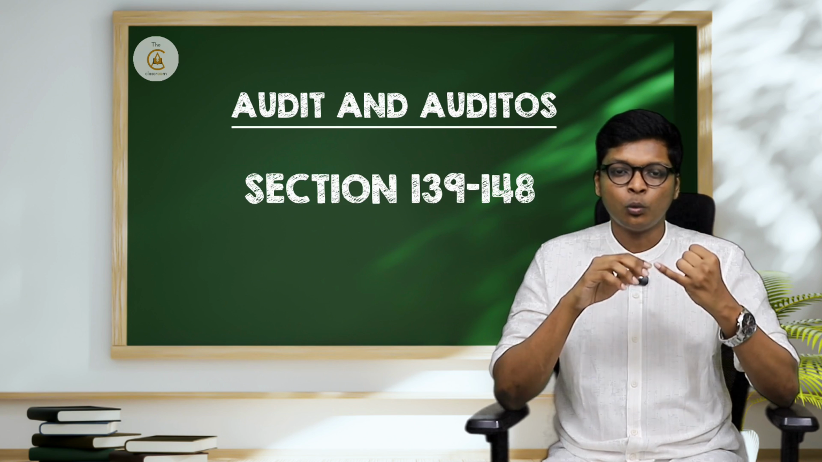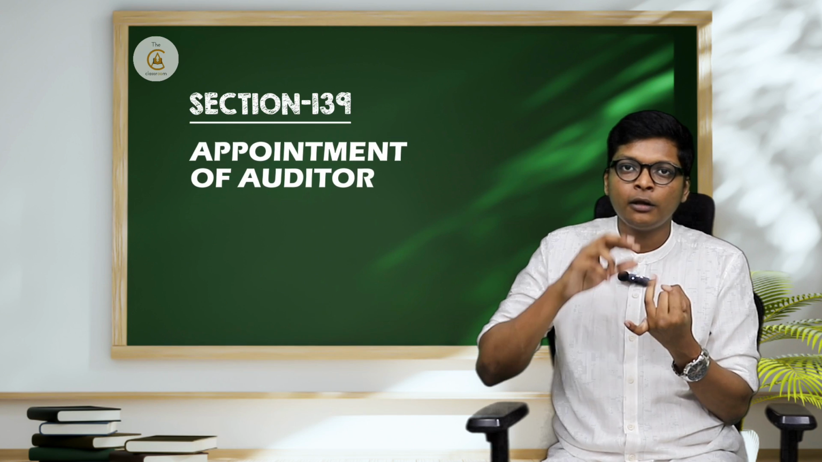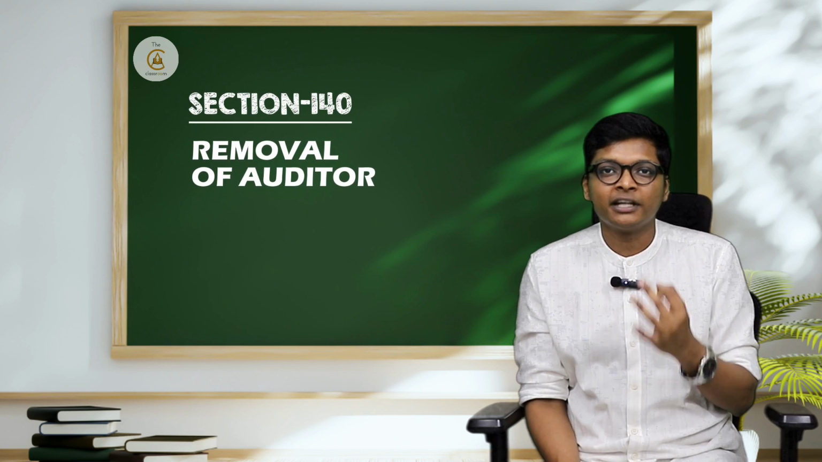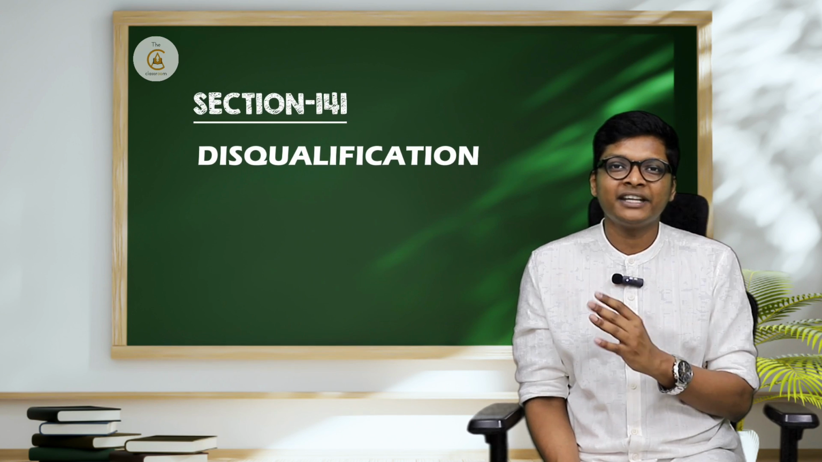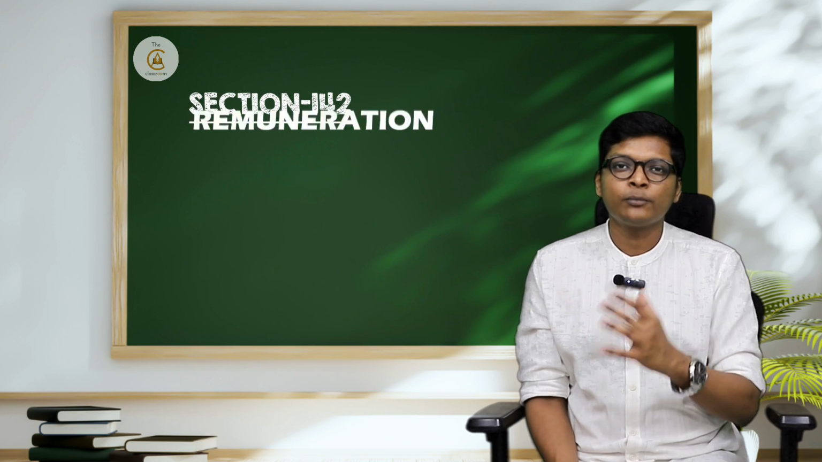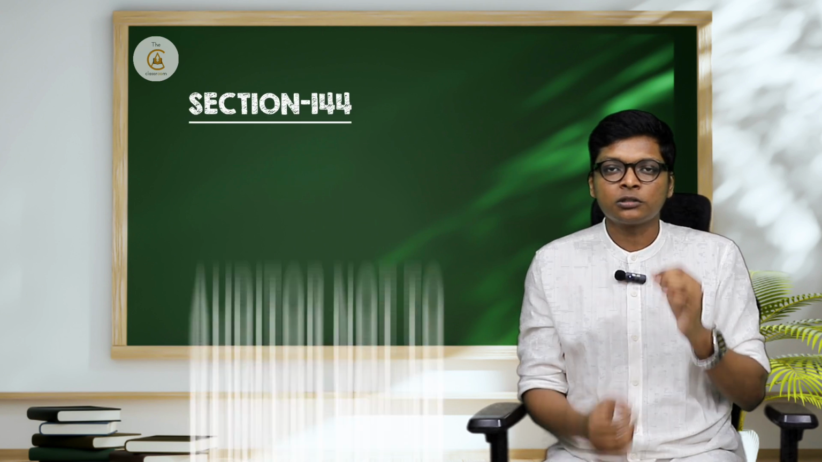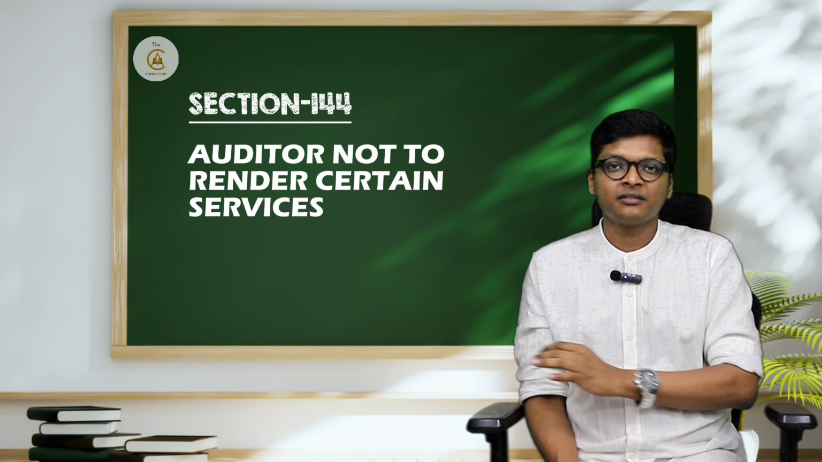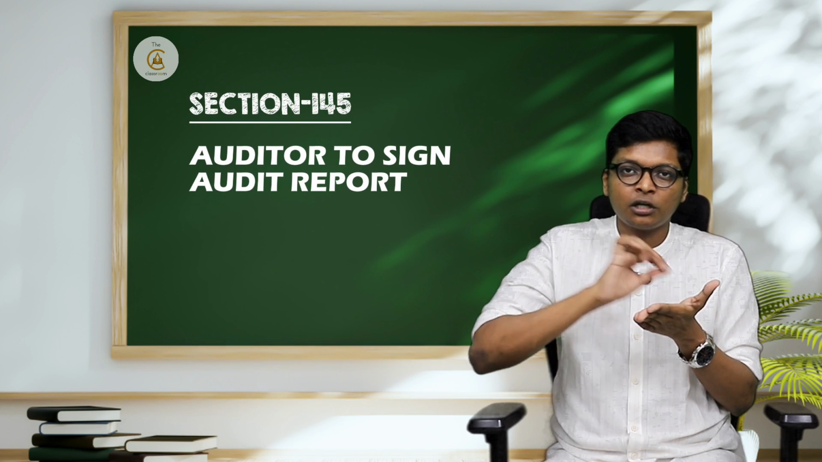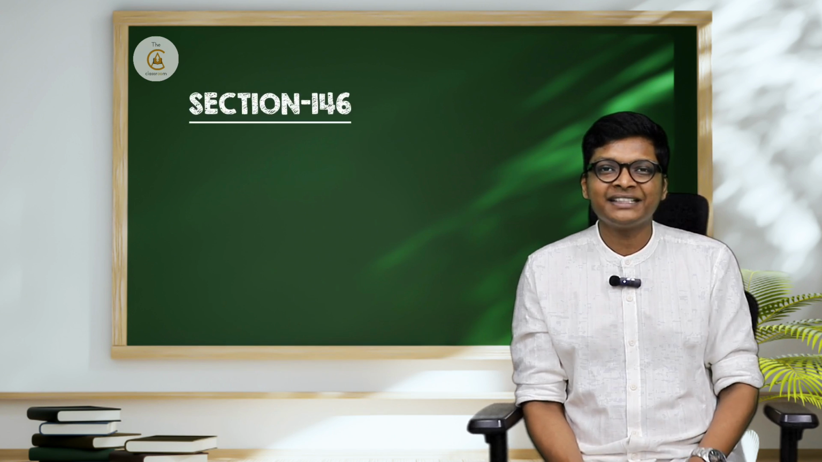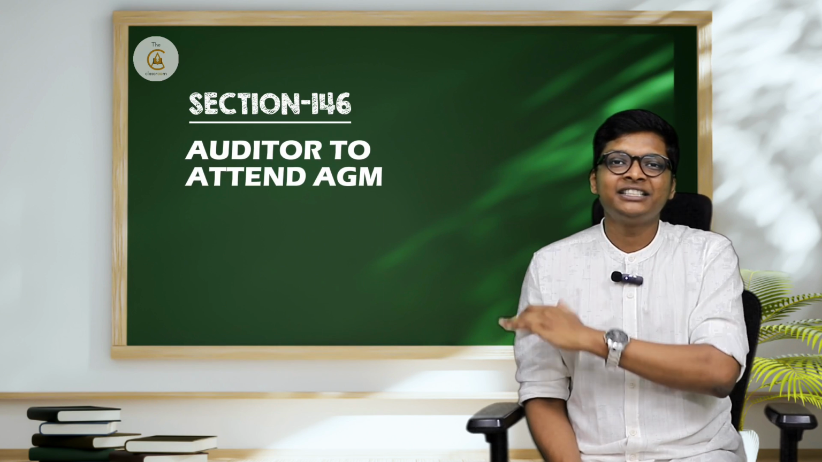Now, audit auditors 139 to 148. 139 talks about appointment of auditor. 140 talks about removal of auditor. 141 talks about disqualification. 142 talks about remuneration. 143 talks about powers and duties. 144 talks about auditor not to render certain services. 145 talks about auditor to sign audit report. And 146 talks about auditor to attend AGM.